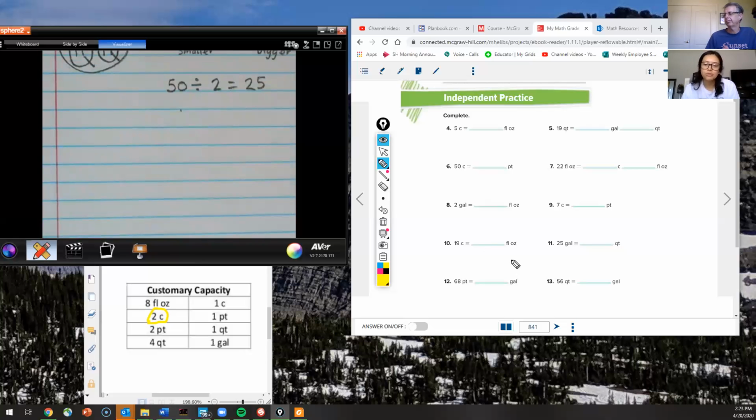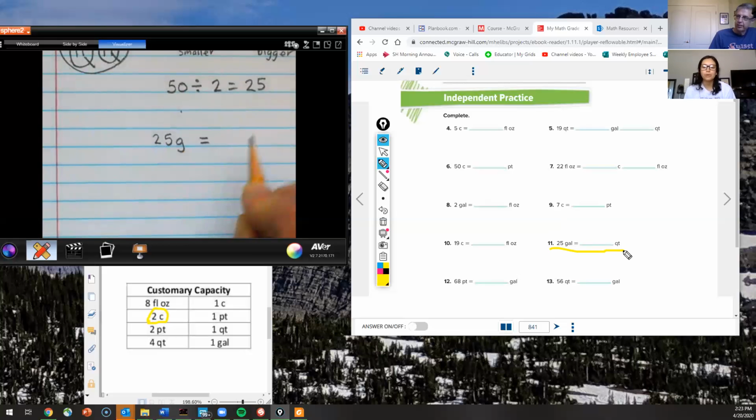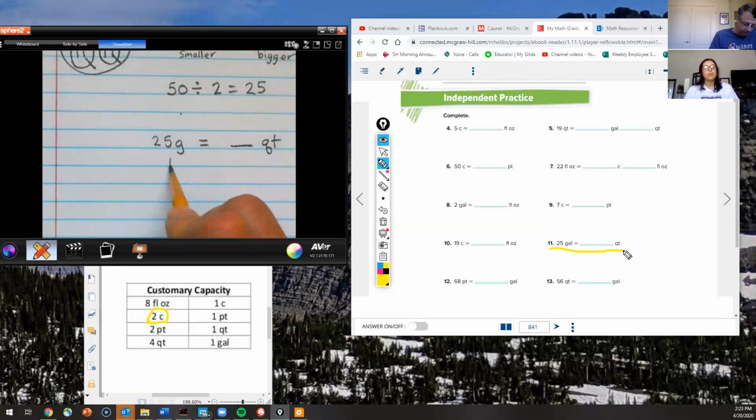Our next example is going to be number 11. It is going to be 25 gallons equals blank quarts. For this one, it looks like we are going from a big unit of measurement to a small unit of measurement, which means that we are going to be multiplying.